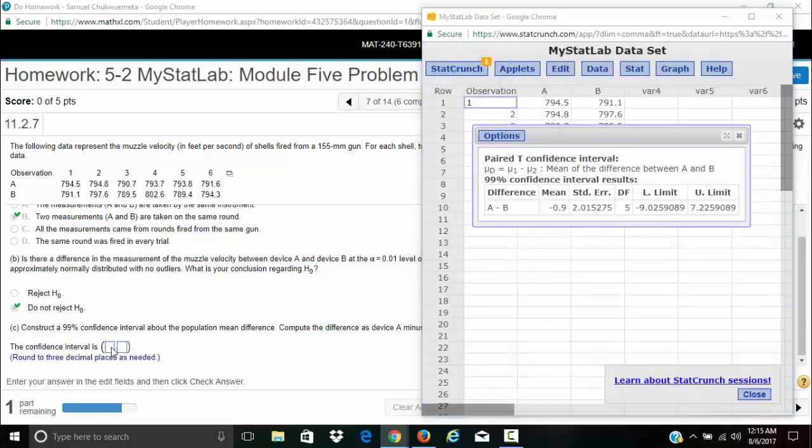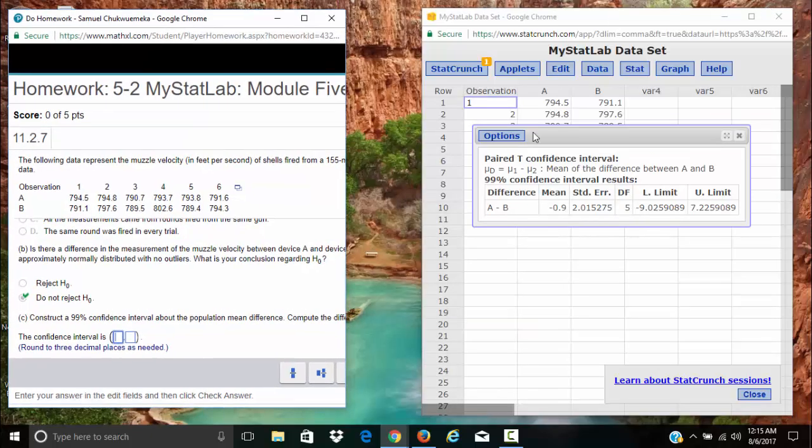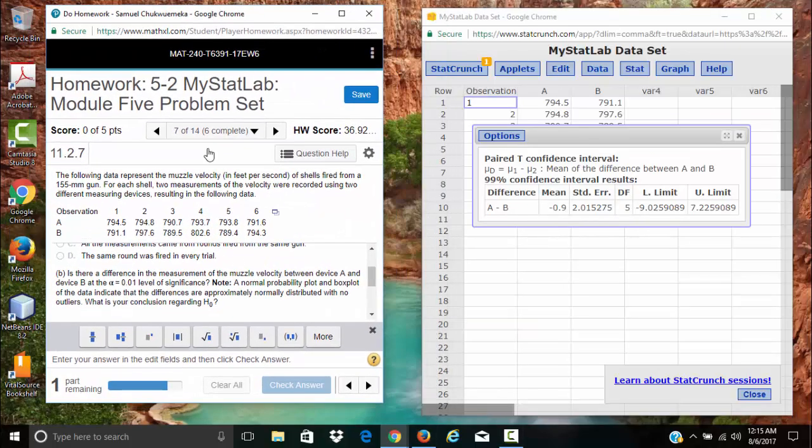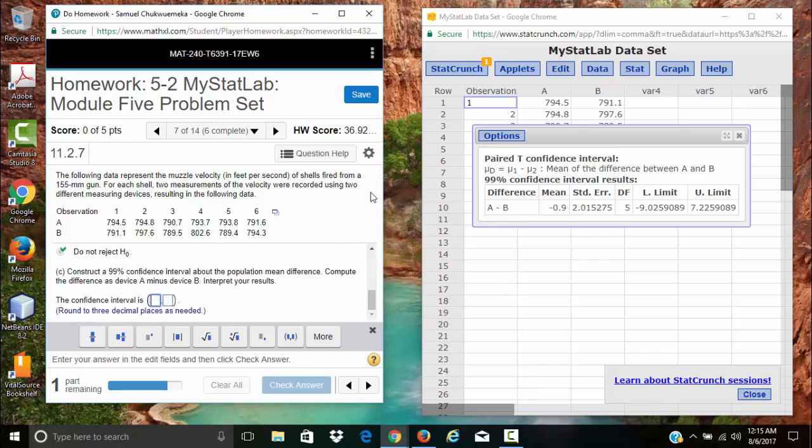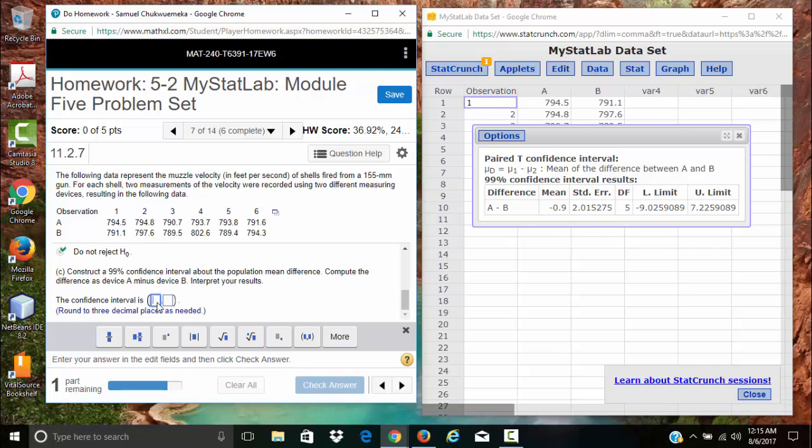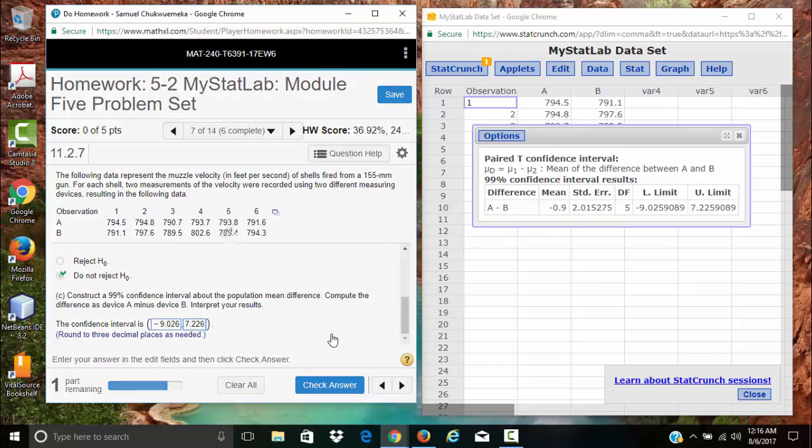So the lower limit, round to 3 decimal places. So here, the lower limit is negative 9.026. Negative 9.026. And then the upper limit is 7.226. Okay, enter. All right, that's it.